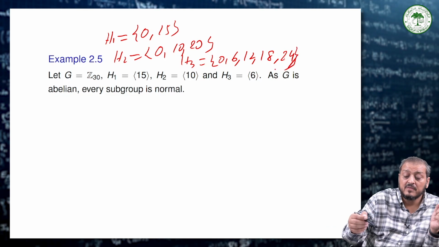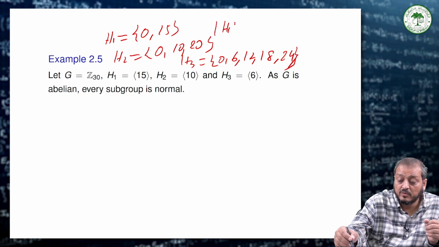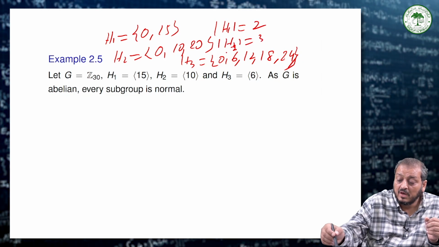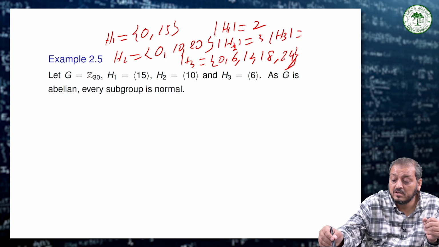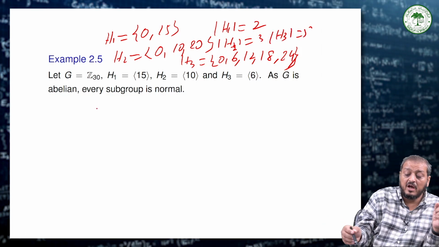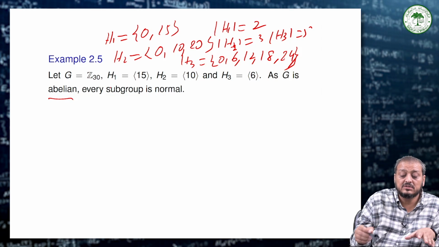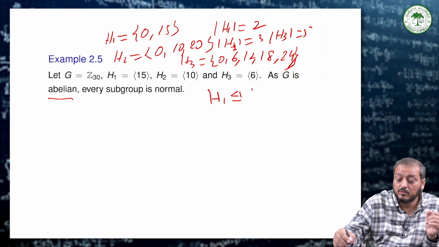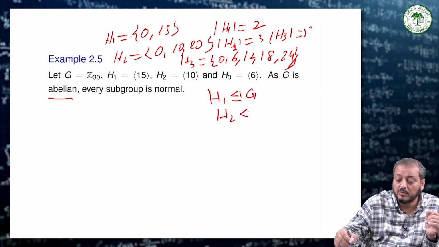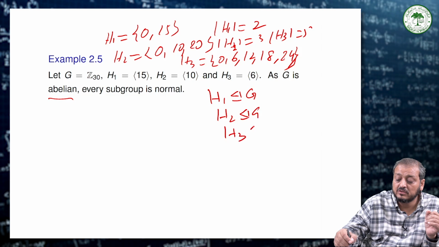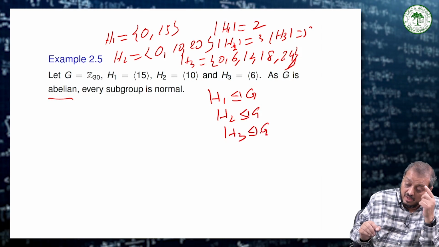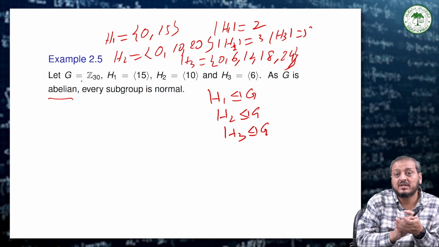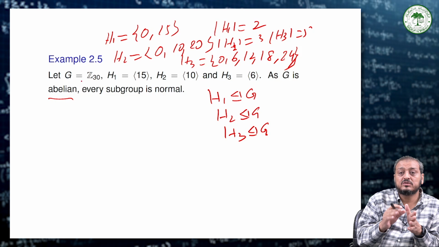Clearly the order of H1 is 2, the order of H2 is 3, and the order of H3 is 5. Now because G is abelian, H1 is a normal subgroup of G, H2 is also a normal subgroup of G, and H3 is also a normal subgroup of G. So we can say that Z30 is isomorphic to H1 cross H2 cross H3.